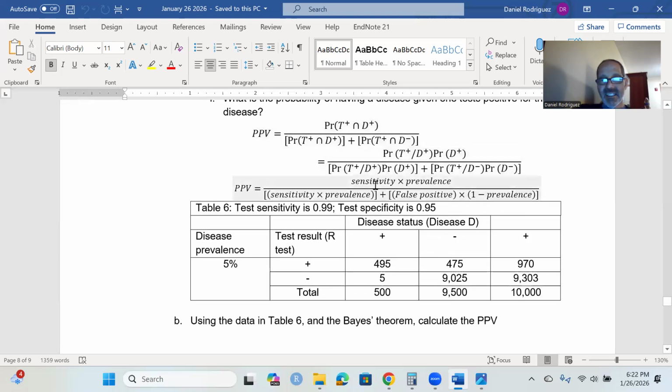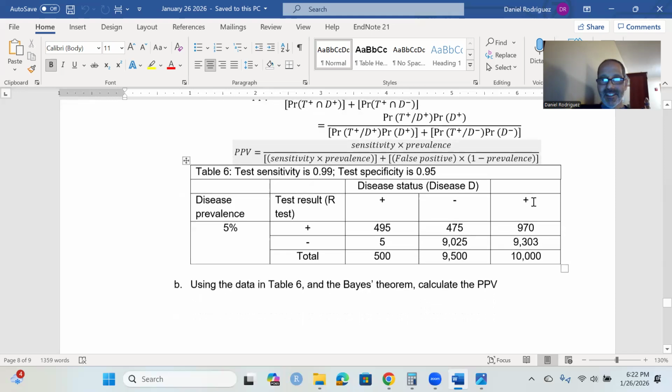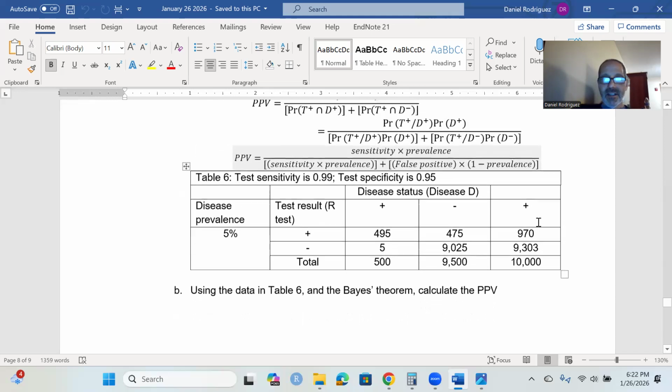So if we translate this into those specific terms, this is sensitivity, this is prevalence, right? This is the probability of testing positive given one's disease negative, that's the false positive probability. And 1 minus the prevalence is the probability of being disease negative, okay? So we can use that to calculate PPV.